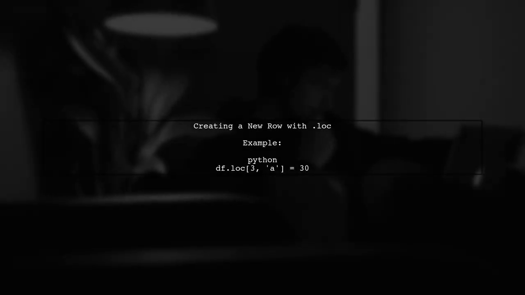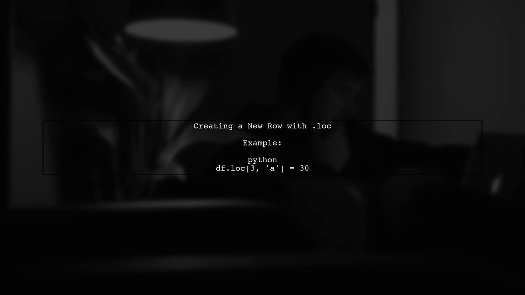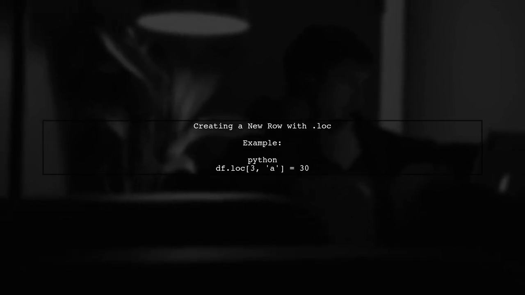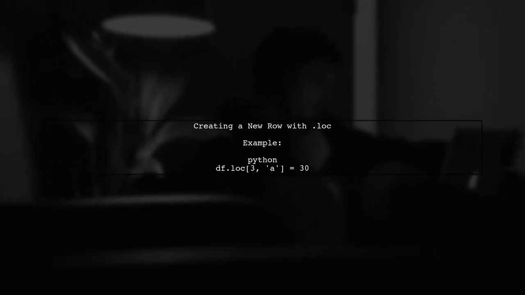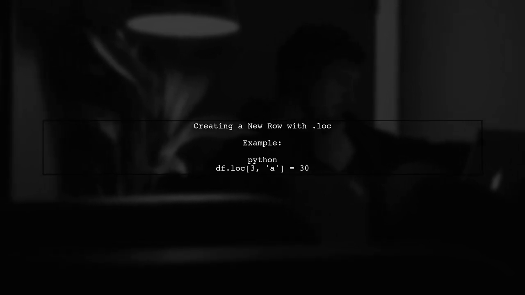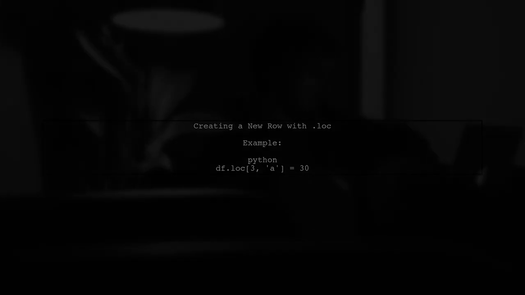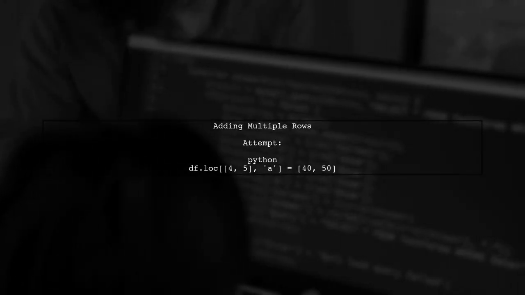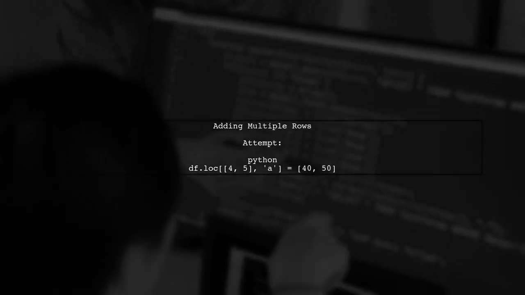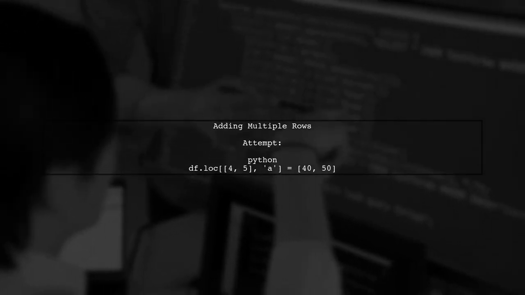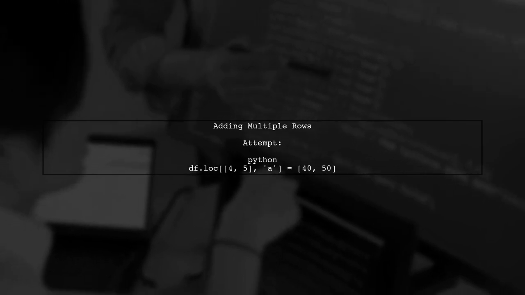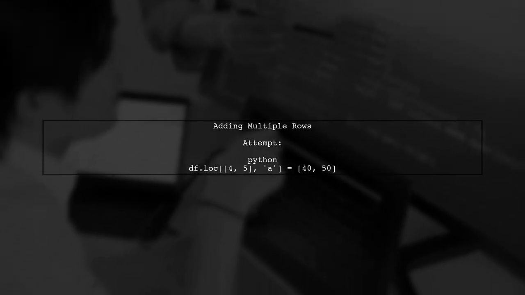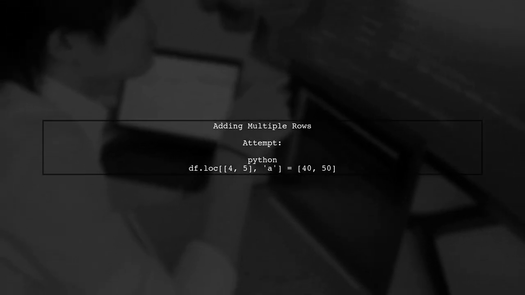So let's continue on. Let's start by reviewing how we can create a new row in a Pandas data frame using the .loc method. As you can see, we successfully added a new row with index 3. However, if we want to add multiple rows at once, we need to ensure that the indices we use are not already present in the data frame.